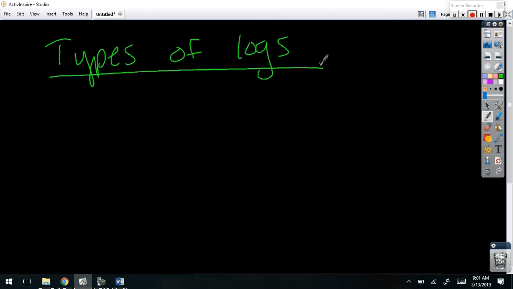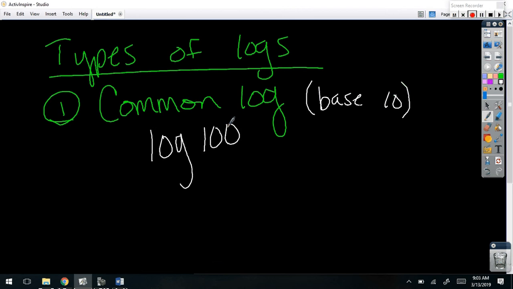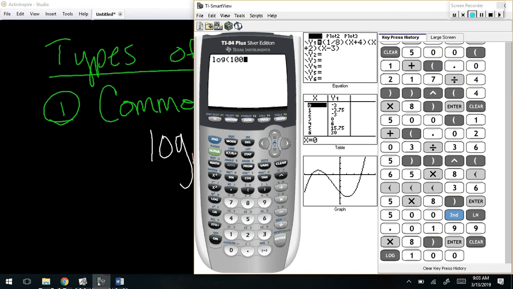All right, so we have different types of logs. The first type that we have is the common log. A common log is a base of 10. It always has a base of 10. That's what your calculator does. So if there's not a base indicated, in other words, if I said log of 100, you would know that really what that is is log base 10 of 100. And you know that log base 10 of 100 is what? 2. And so if you were to take your calculator and type log 100, you would see that it gives you 2.